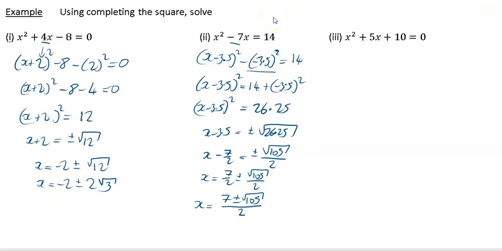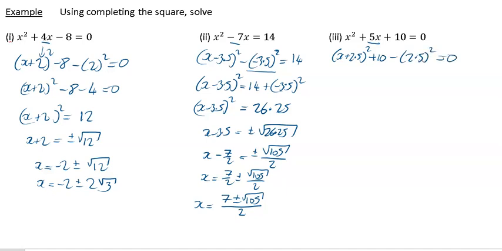Okay, one more of these. We'll just do the same thing again. The coefficient of the x is just going to be 5. So half of that you're going to get 2.5. So I'm just going to say that becomes x plus 2.5 squared, and then I've got my plus the 10, and then I'm going to take away the 2.5 squared again.